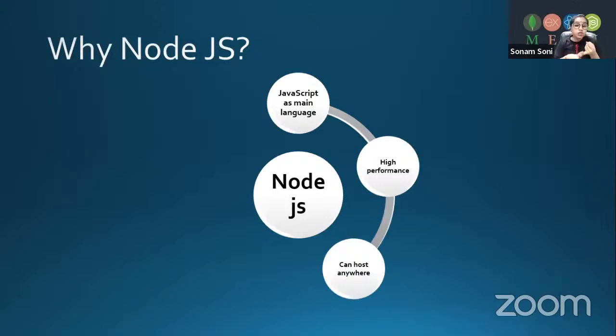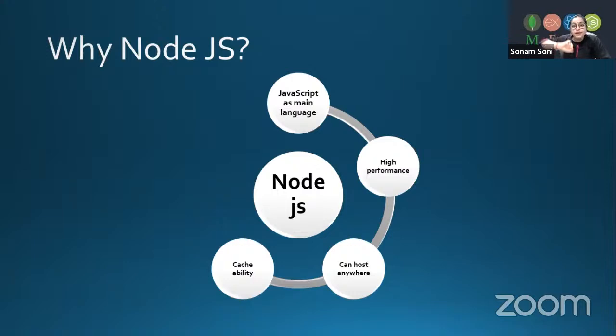You can host a Node.js application anywhere, like Heroku or AWS or anywhere. You can host your application easily. Node.js also has cache ability. Cache is a temporary storage. Instead of taking the data from the server every time, Node.js has its own cache.